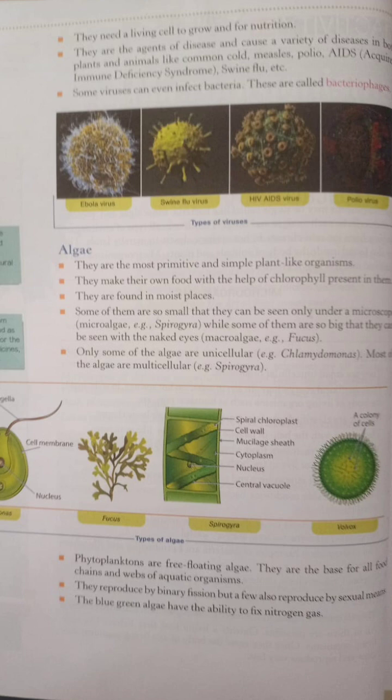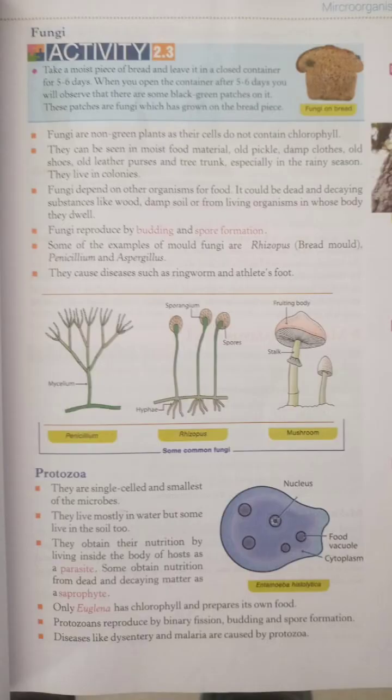They are either unicellular or multicellular. One of the best examples that you can see is bread mold. Rhizopus is an example of that.